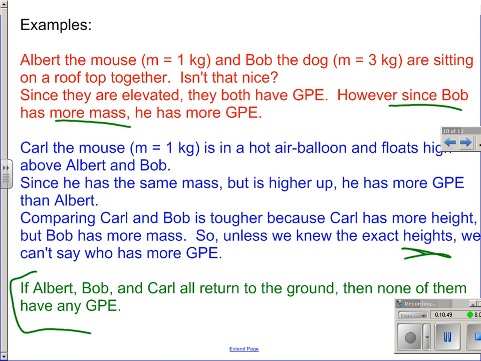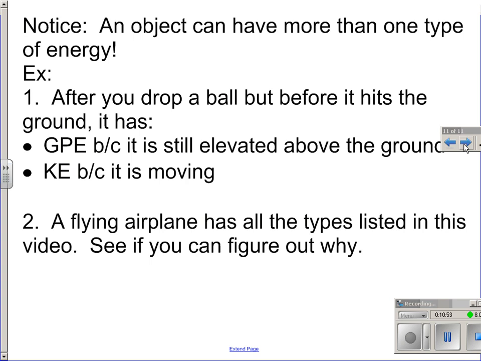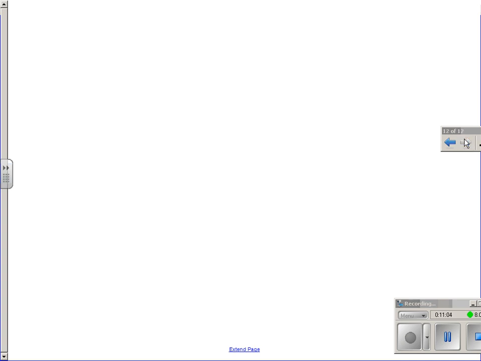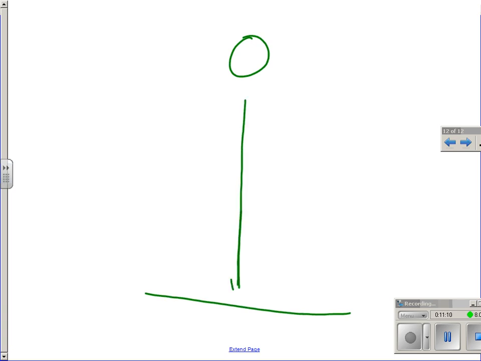Okay? 2 other quick things for you. First of all, an object can have more than one type of energy. All right? The simplest example would be this. After you drop a ball before it hits the ground. So in other words, let me do this. Here's a ball. Here's the ground, right? And you're going to drop it. Whoops, so it's falling down, right?